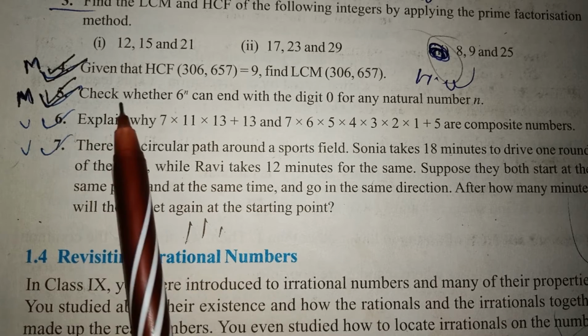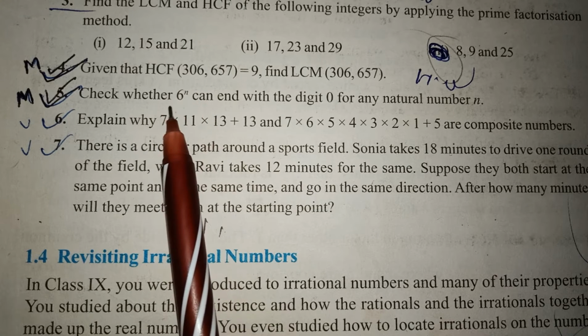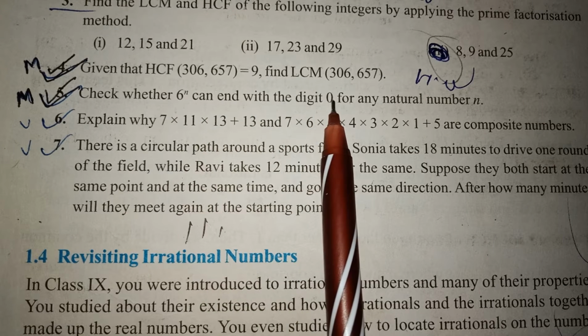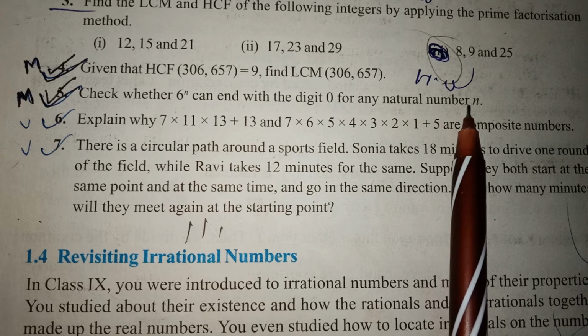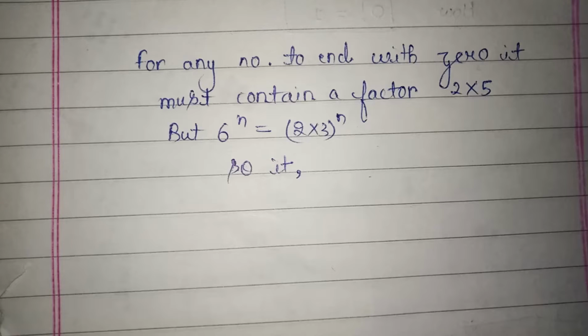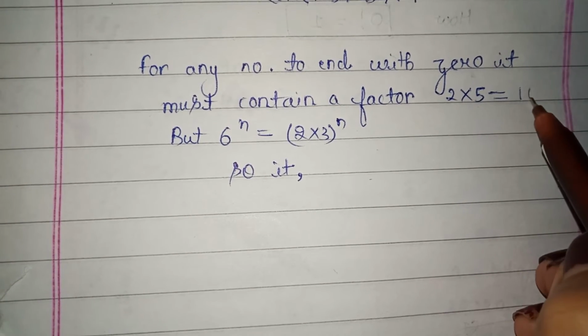Question number 5. In this question we have to prove whether any number which can be expressed in the form of 6 raised to the power n can end with 0. We have to check this, where n is any natural number. It can take values as 1, 2, 3, 4 up to n. For any number to end with 0, there is a rule that it must contain a factor 2 into 5, as 2 into 5 is equal to 10.